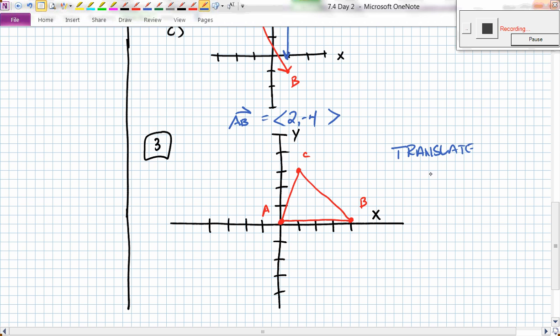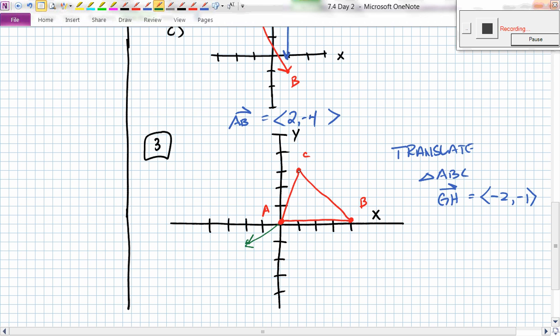Okay, we want you to translate triangle ABC along vector GH, which has components -2, -1. So think about it this way: you can translate every single point along vector GH, which has components -2, -1. So if I, for example, start at A and go -2, -1, this would be my vector. Would you guys agree with that? Yeah. So that point moves to there.